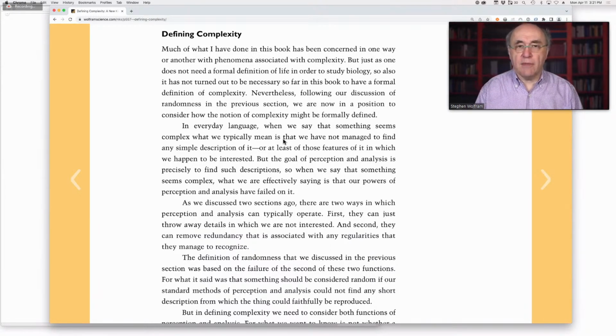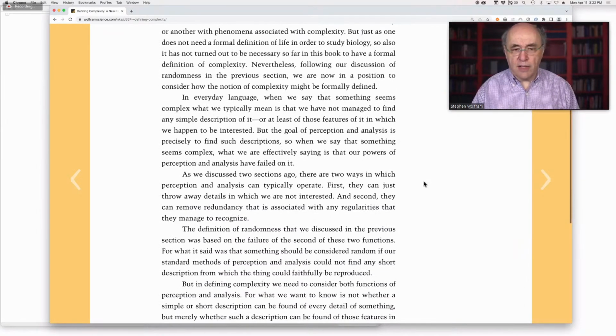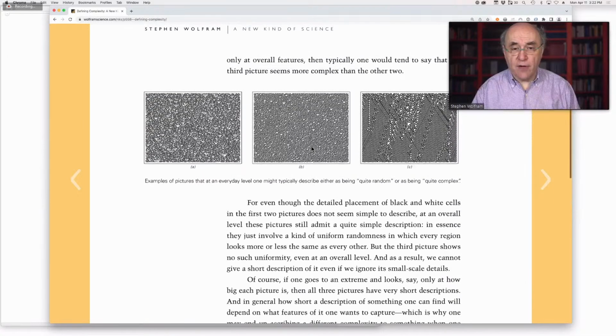So I talked about randomness, and I used the operational definition that something is random if we can't find a way to describe it in a compressed fashion. We can't recognize regularities that allow us to give a shorter description of the thing than just to specify its individual bits. That's the definition of randomness that I've been using. So what about complexity? How might we define that? What I talked about here is a way of defining that.